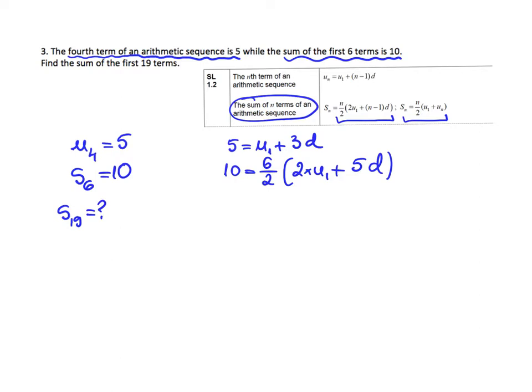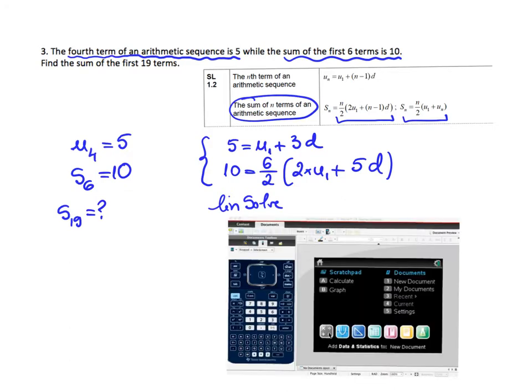What I see here are two equations with two unknowns, and they are linear equations. So we can use either in your GDC lin solve or use an algebraic approach of GCSE type. I'm going to use lin solve.